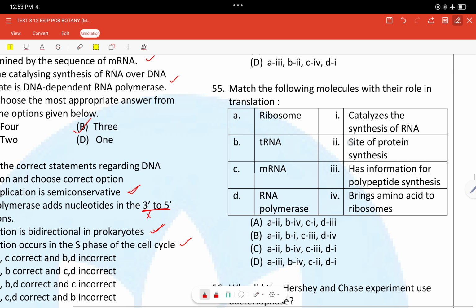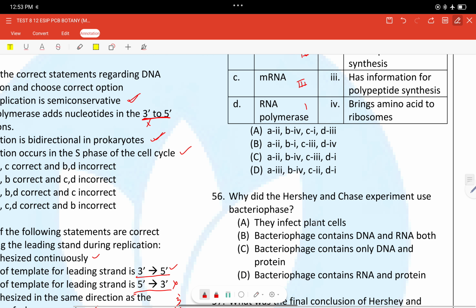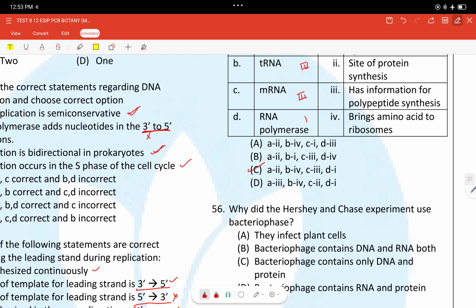Next is ribosome. Ribosome acts as the site of protein synthesis. tRNA brings amino acids to the ribosome. mRNA has information for polypeptide synthesis, and RNA polymerase I catalyzes the synthesis of RNA. So the answer is C. Why did the Hershey and Chase experiment use bacteriophage?